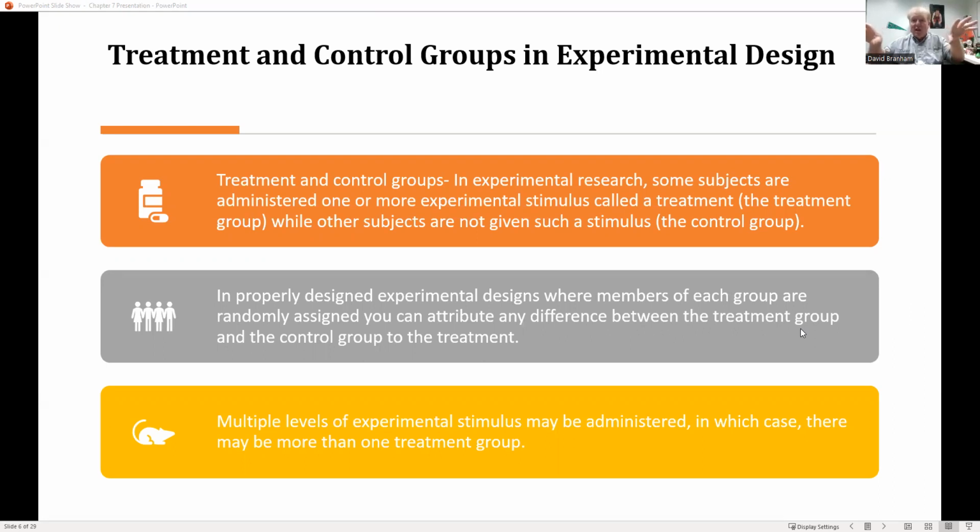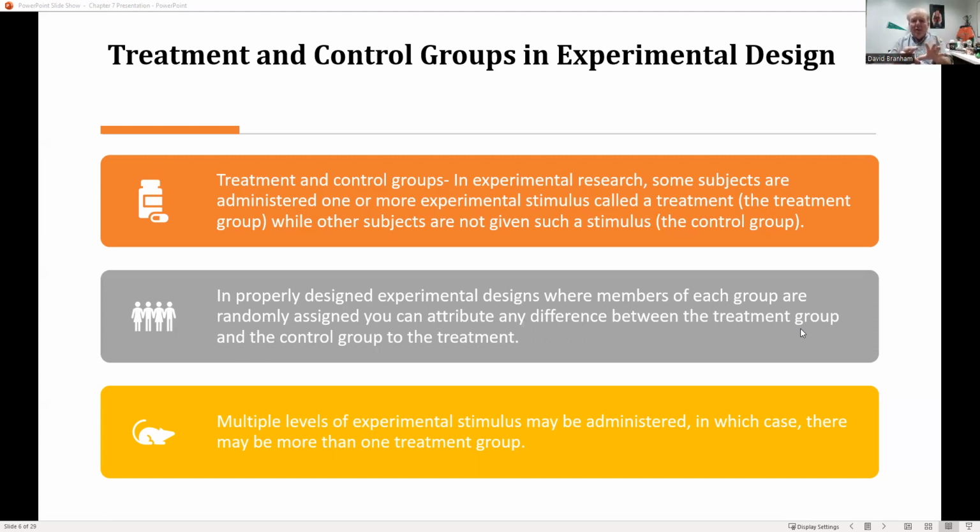In a properly designed experiment where members of each group are randomly assigned, you can attribute any difference in the dependent variable to the treatment. So let's say we're having a design where you're trying to help a person's health. One group gets the pill, and the other group doesn't get the pill. If the group who gets the pill improves in their health and the other group that doesn't get the pill does not improve, then you can attribute the cause of that improvement to the pill itself.